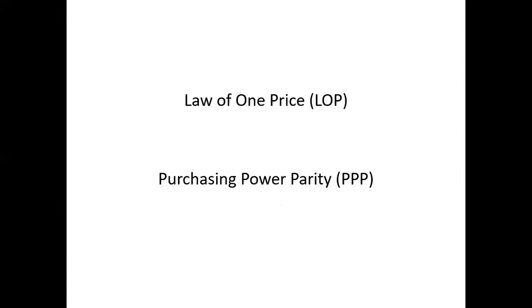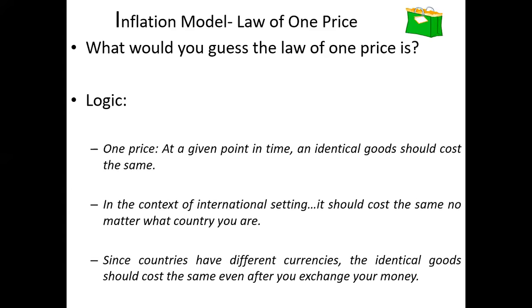So let's end this discussion with the law of one price. Now, the law of one price says that, holding all other factors constant, the price of a commodity in several countries must be the same if measured in a common currency. What are we saying?